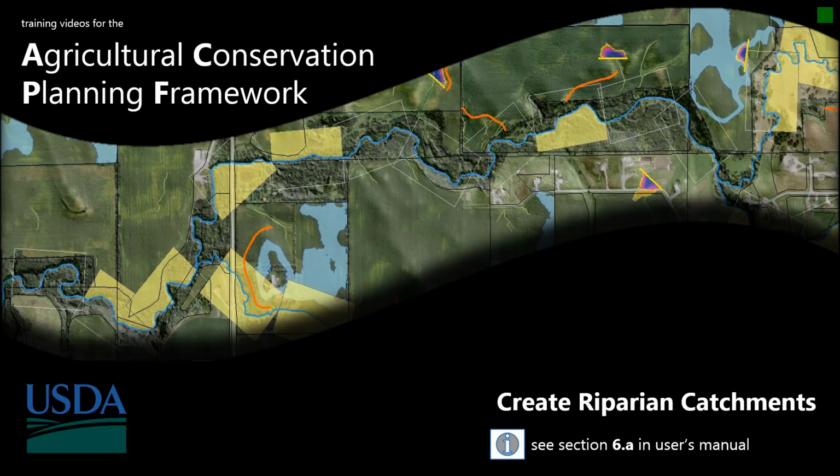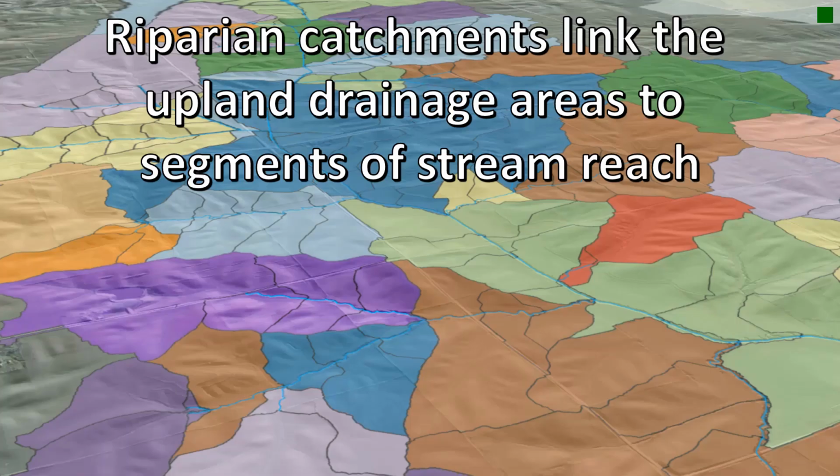In this video, we'll go over the Create Riparian Catchments tool. Riparian catchments are essentially watersheds whose outlets are a length of stream bank. They link the upland drainage area to the stream, giving insights into where surface runoff is originating from and how much runoff a certain riparian zone is having to filter.